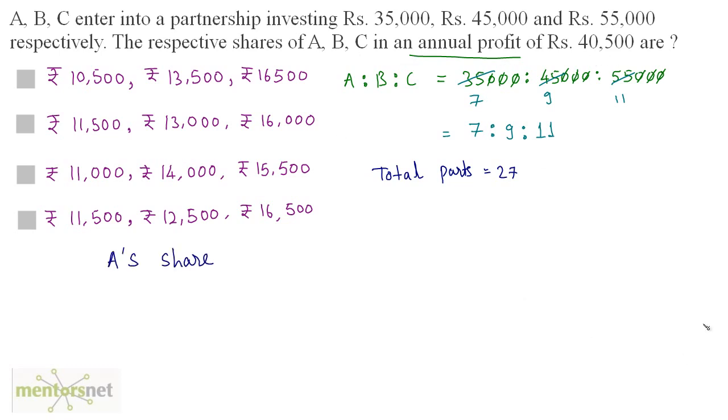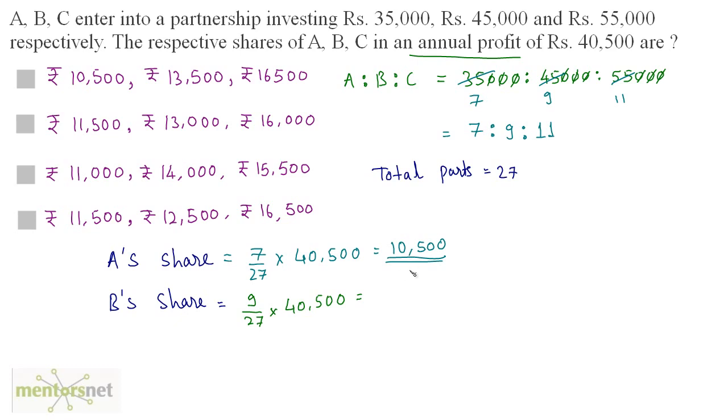So A's share is equal to 7 out of 27 parts of 40,500. So 7 by 27 times 40,500 and that is equal to, if you solve it, you will get 10,500. So this is A's share. Now we can calculate B's share. It is equal to 9/27 of 40,500 and that is equal to 13,500.